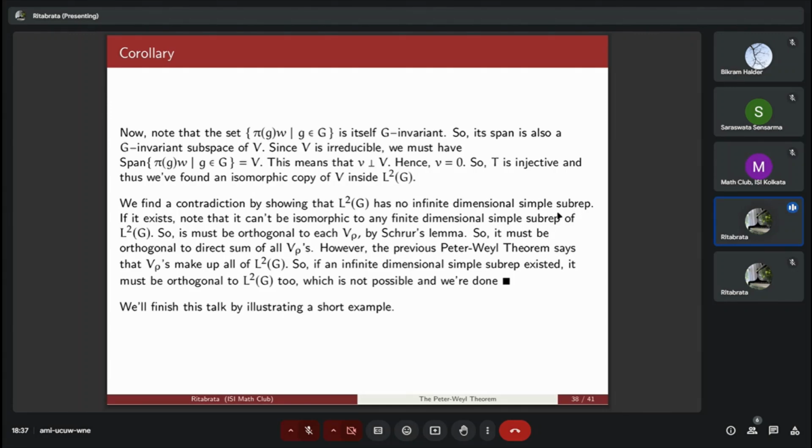Its span is also a G-invariant subspace of V. Since V is irreducible, every G-invariant subspace of V must be either 0 or the full space. It cannot be 0, obviously, so it is the full space. So the span of π(g)w, where g varies over all group elements, is the entirety of V.